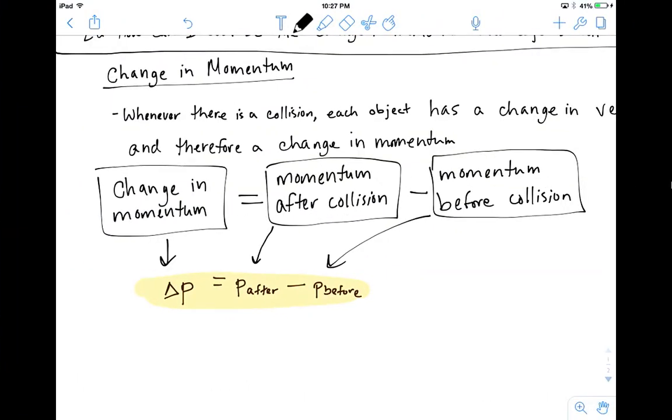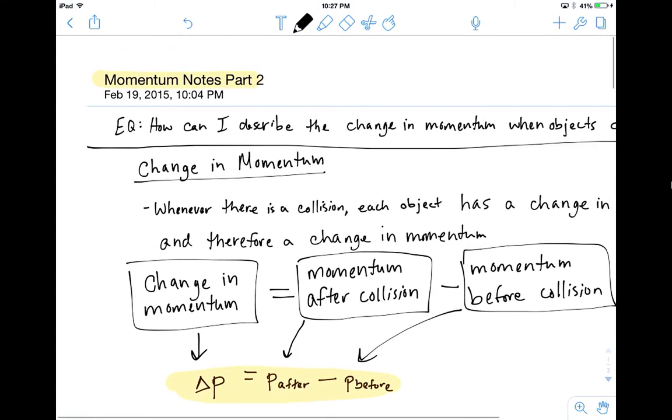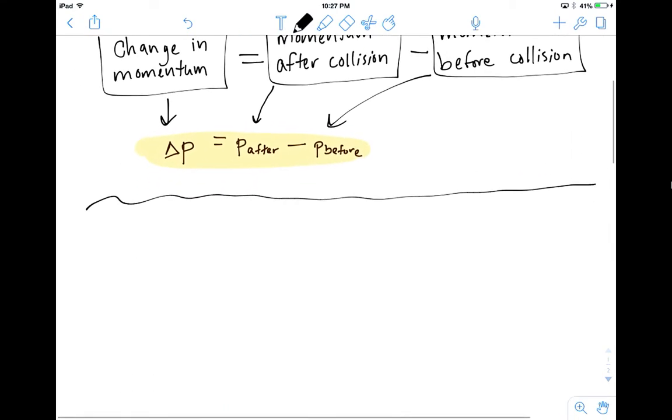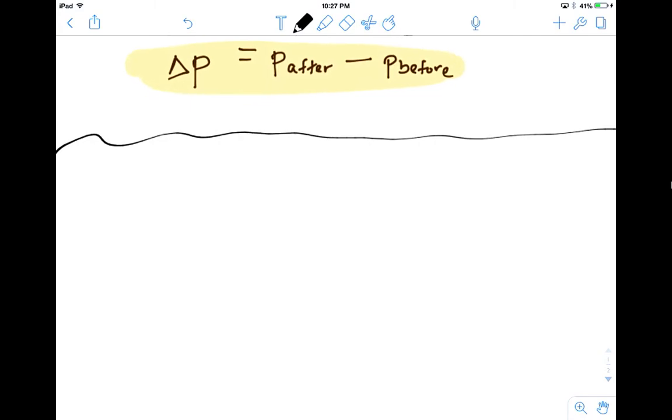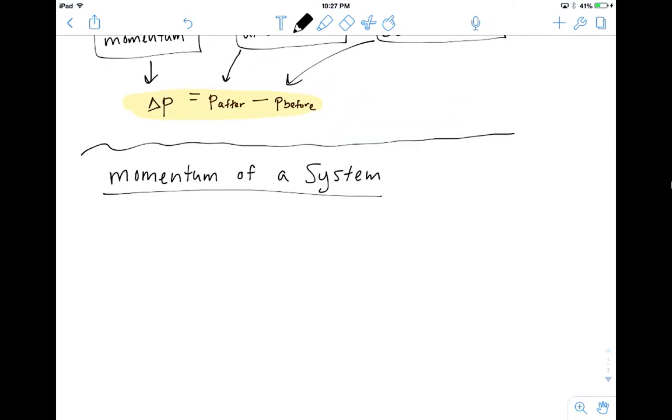All right, guys, so now we're on to the second video, so you should have just finished that part. Now, heading number 2. Remember that our first part was change in momentum. The second part is going to be momentum of a system. So that's your second heading.